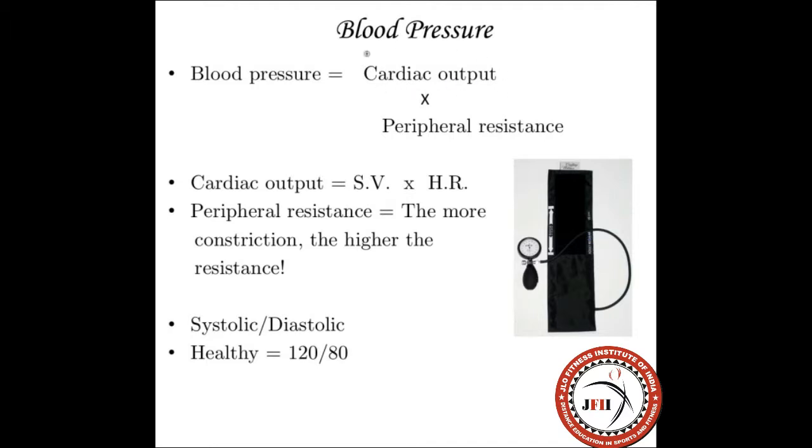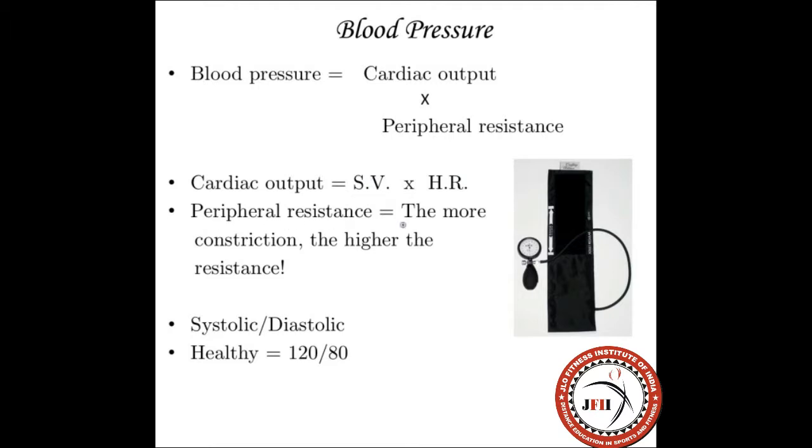But the actual blood pressure calculation is cardiac output times peripheral resistance. So a reminder of what cardiac output is. That's stroke volume, the amount of blood exiting the heart with each ventricle contraction in milliliters, times heart rate. How many times is the heart contracting per minute? So that's going to give you the amount of blood that's exiting your heart.